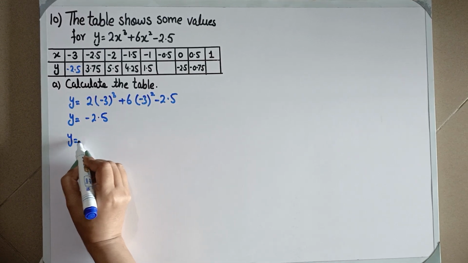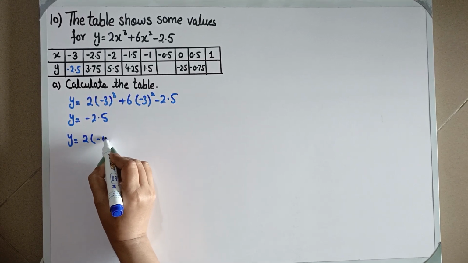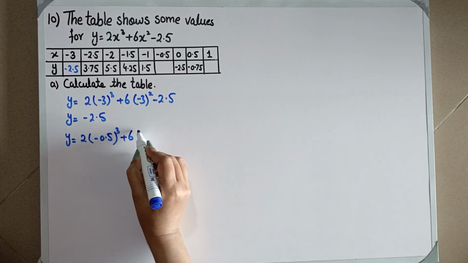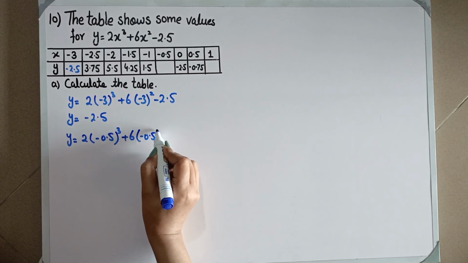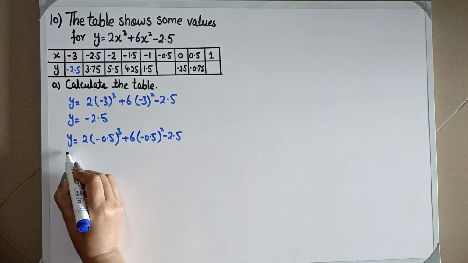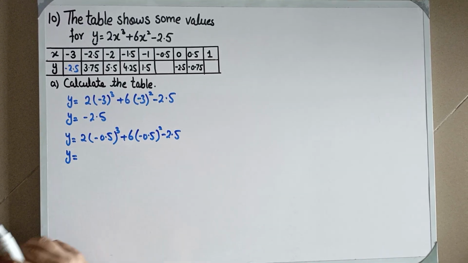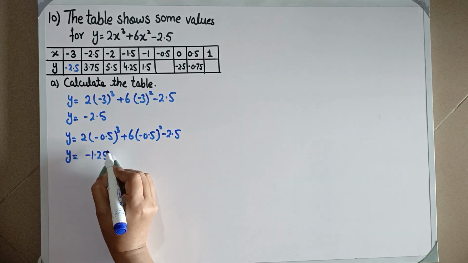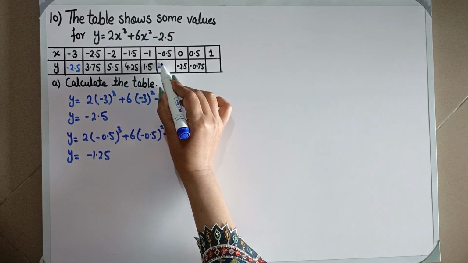Simply put negative 0.5 cubed plus 6 times negative 0.5 squared minus 2.5. Calculate this whole expression on your calculator and you will get the answer minus 1.25. Mark it over here.